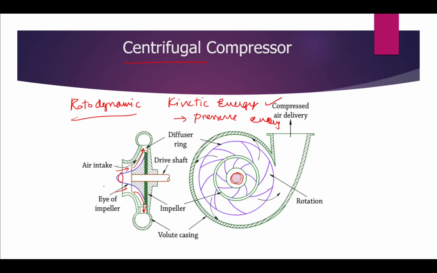Due to the high speed rotation of this, due to centrifugal force, this air will be forced out of the impeller. All this air will be collected here and there will be a path like this. Here, if you see, this is the shape of a diffuser. That means a diffuser converts this kinetic energy into pressure energy. That is how the pressure of the air will be increased.